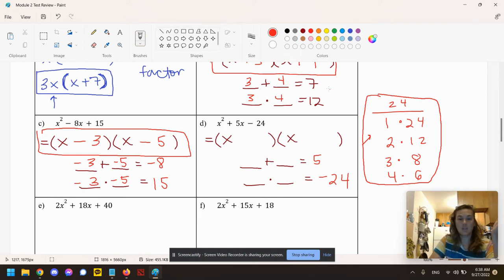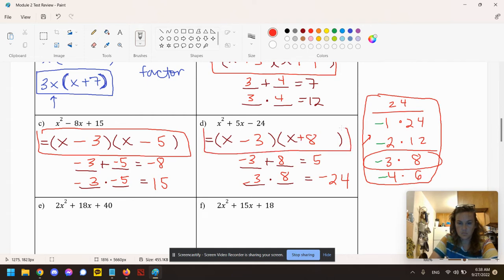I know I want to add to a positive number. So I'm going to add negatives on all the small numbers so that when I add them together, it's still bigger than 0. And then I'm going to check which one of these adds up to 5. Turns out it's -3 and 8. And we get our final answer.